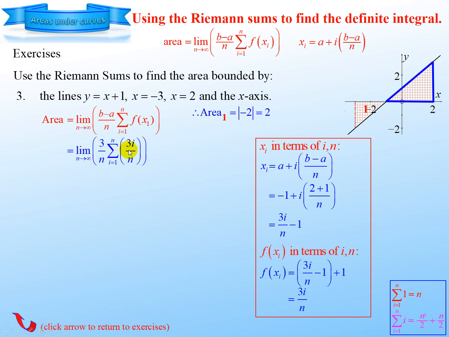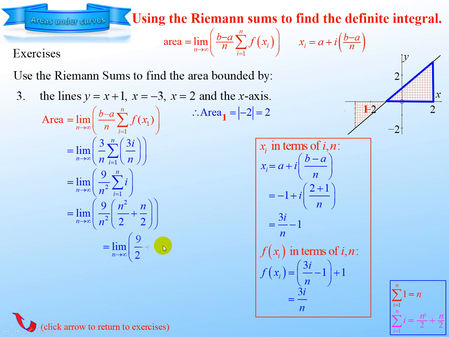Now, the first step, we don't have to separate any sigmas, so I'm going to take 3 over n out, giving me 9 over n squared with an i. There we are. This we know from the formulae is n squared over 2 plus n over 2. Multiply it out. Constant stays. This one tends to 0 as n tends to infinity. So I end up with 9 over 2, 4.5. So we have now that the area 2 equals 4.5.